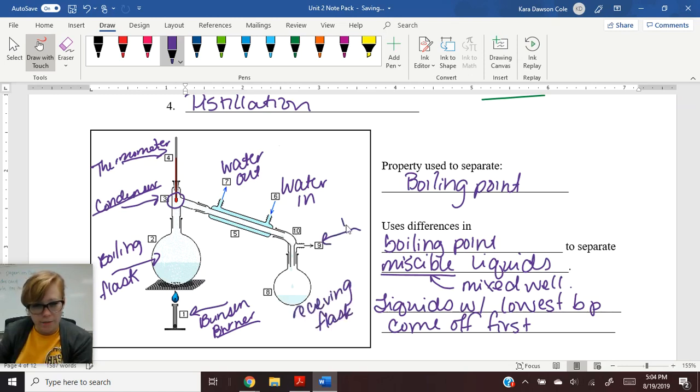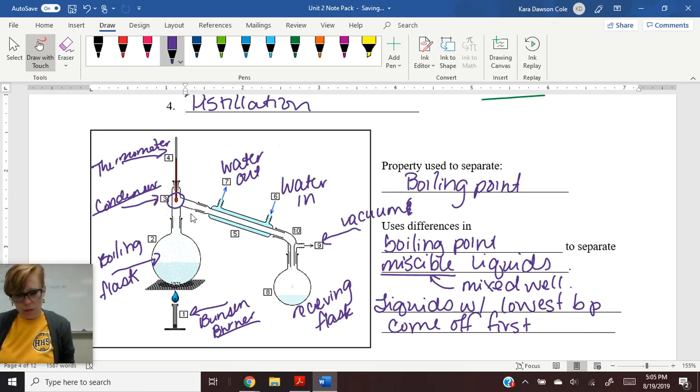At the top, you have a vacuum place where you can attach a vacuum to evacuate any air off, so you have a completely closed system, if that's what you want. A lot of times you want that closed system. So the whole piece right through here is the condenser. So we're actually condensing the vapor back down into its liquid.